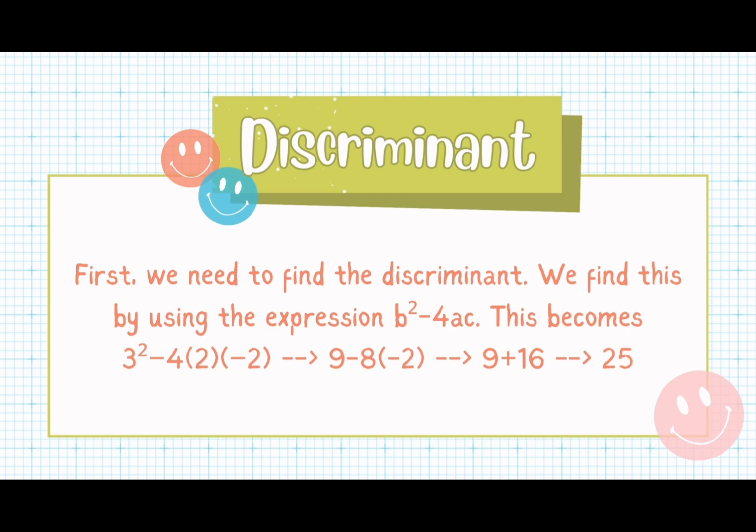Now we solve for the discriminant. We find it by using the expression b squared minus 4ac, which was found in the quadratic formula. By using the values we found from the equation, we substitute them in and find that the discriminant is 25. Our discriminant is greater than 0, so we'll have 2 solutions.